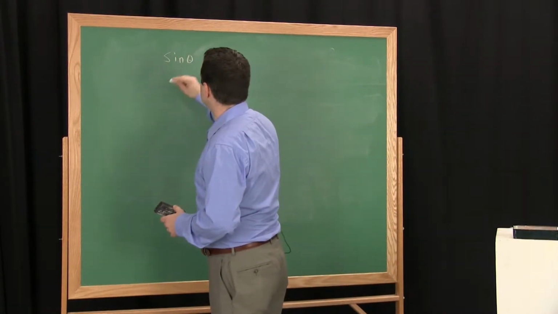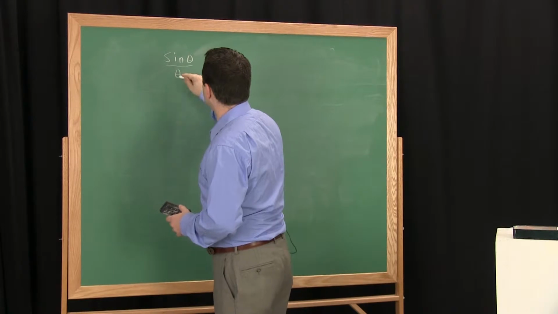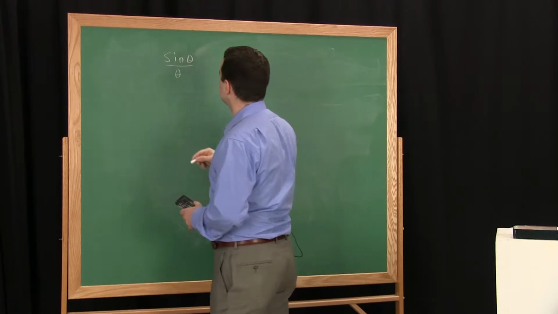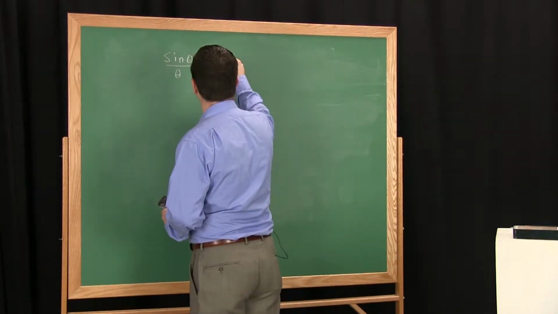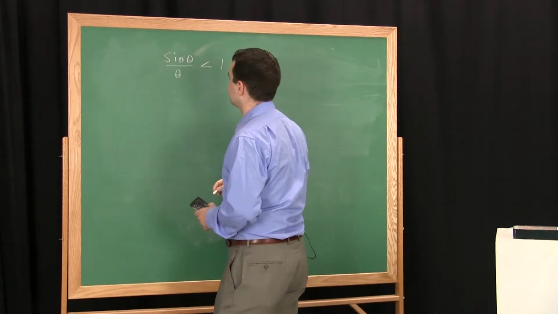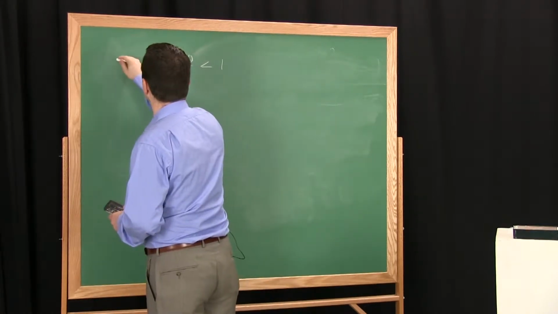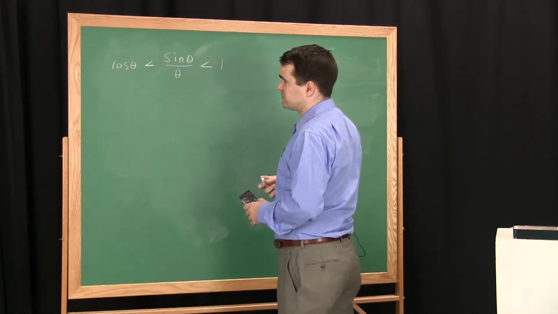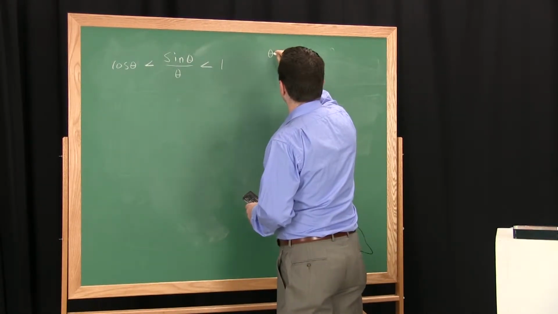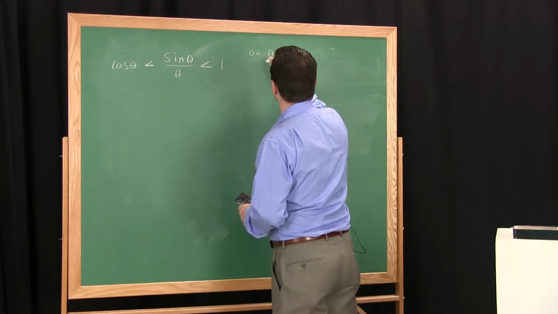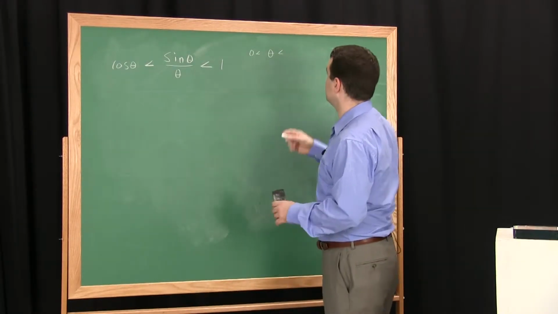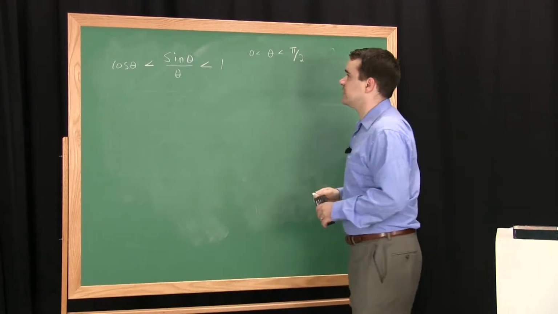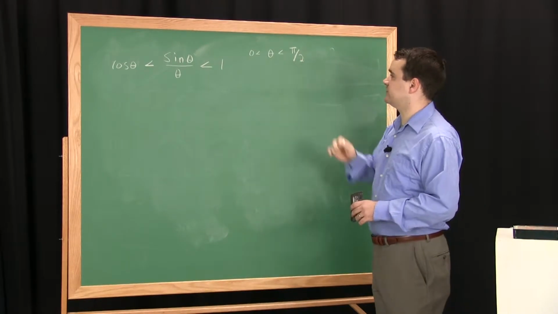So what I want to show to you now is that if I take sine theta divided by theta, then this is going to be, first of all, less than 1, and second of all, bigger than cosine theta. And this is always going to be true, at least if angle theta is bigger than 0 and less than 90 degrees, or if we're in radians, and we like to use radians in calculus, the 90 degrees is going to be pi over 2.